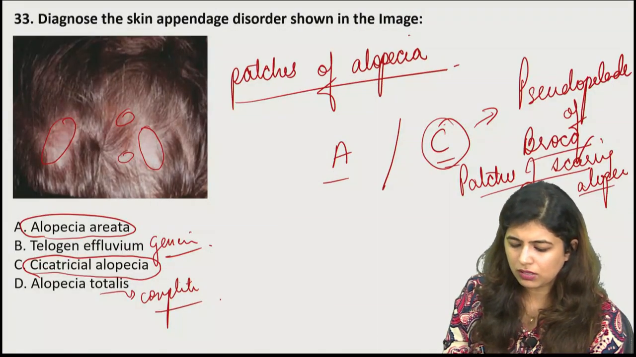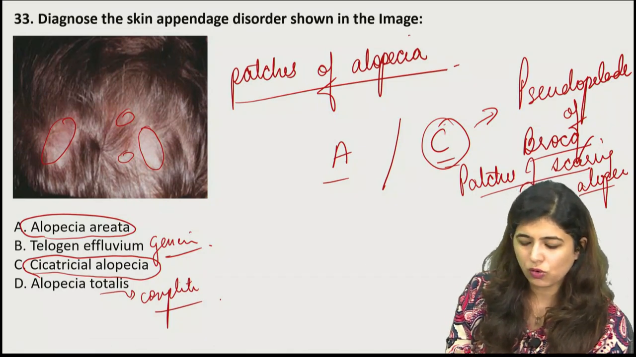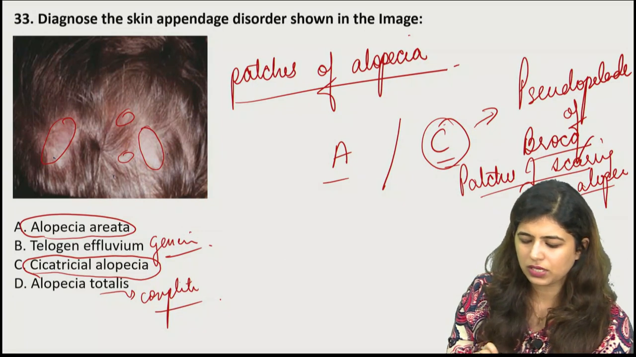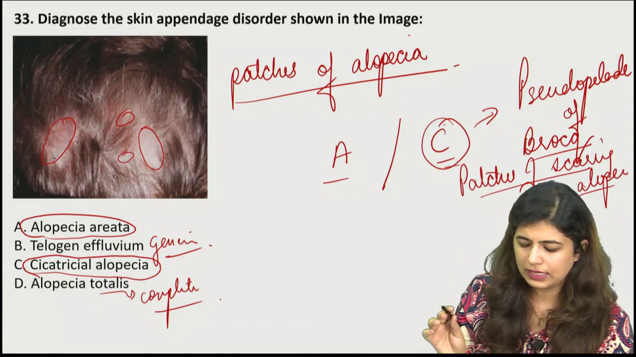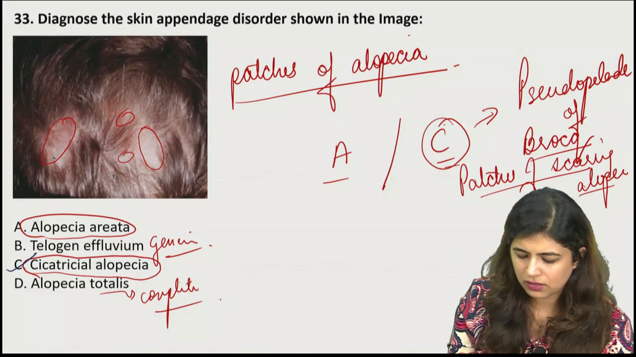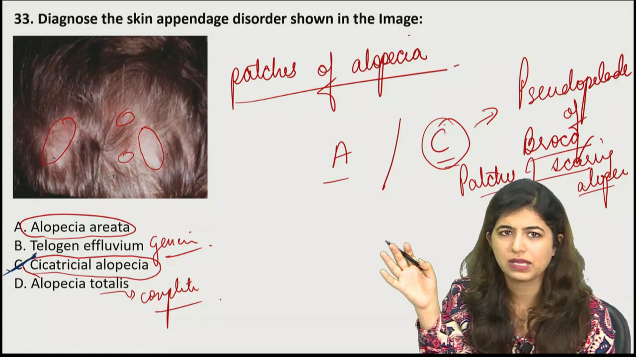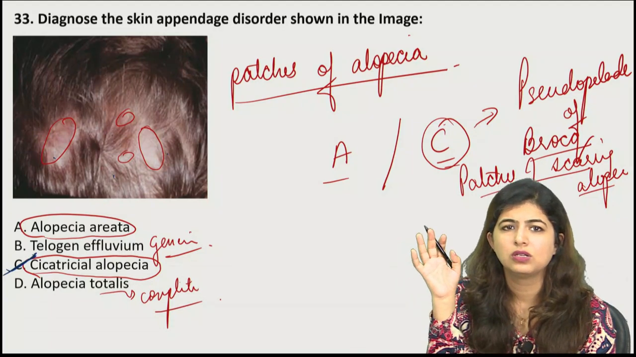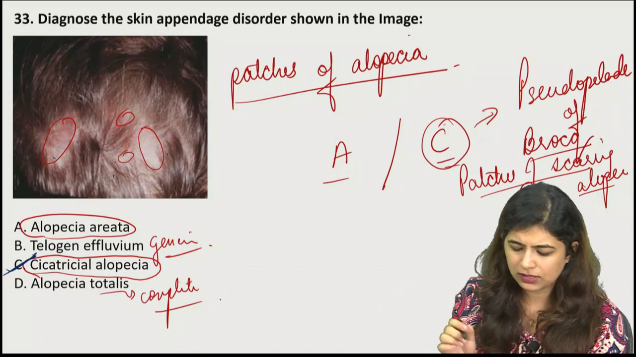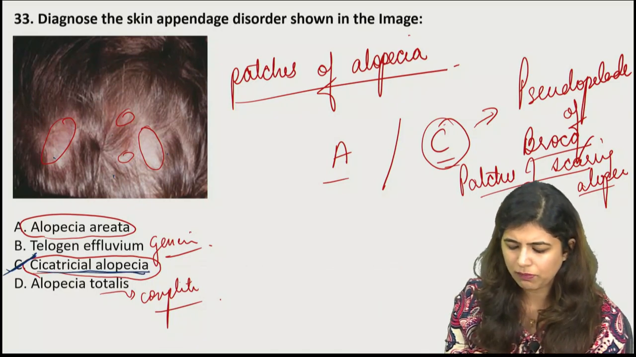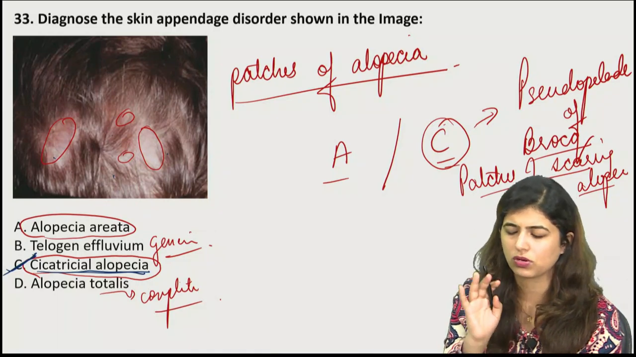Coming back to the question here, only because I know that there is something called footprints in the snow, I can just make out here that this is like a dog walking in the snow, leaving behind footprints. And that is the only way I reach my answer, option C. But trust me, such an image will not be there in the exam. It will be a very clear-cut image which will allow you to make a diagnosis. So don't get bogged down by this question. The answer to this is cicatricial alopecia. The only purpose of this question here is to reinforce this entity of pseudopelade of Brocq.